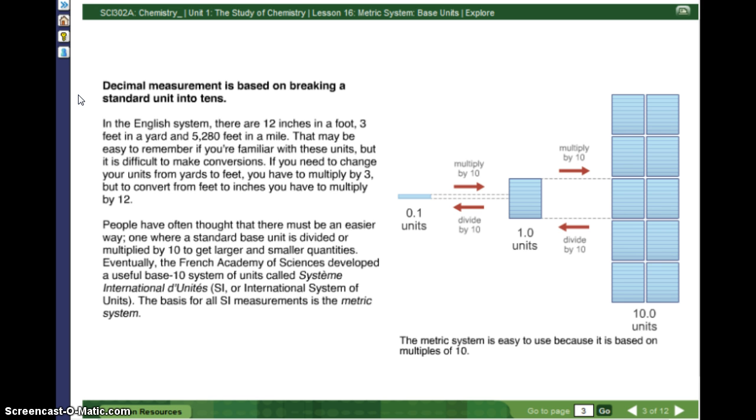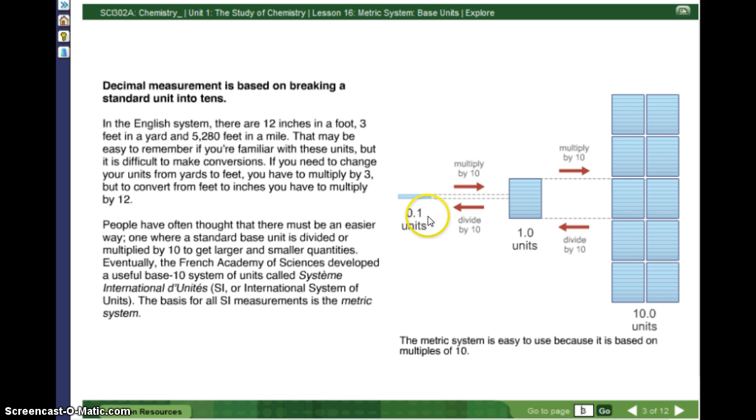People have often thought that there must be an easier way, one where a standard base unit is divided or multiplied by 10 to get larger and smaller quantities. Eventually, the French Academy of Sciences developed a useful base 10 system of units called Système International des Unités, SI, or International System of Units. The basis for all SI measurements is the metric system. The metric system is easy to use because it's based on multiples of 10.